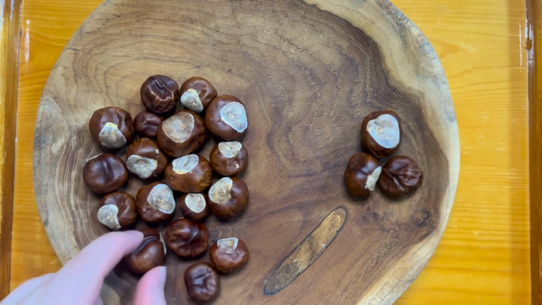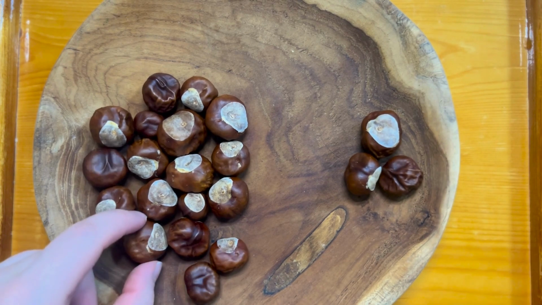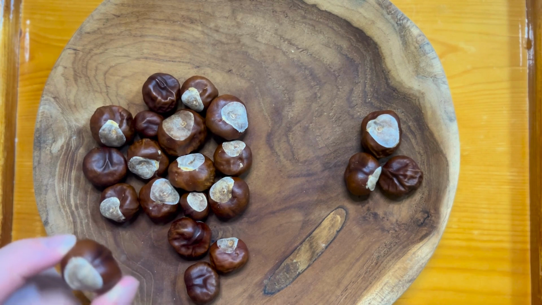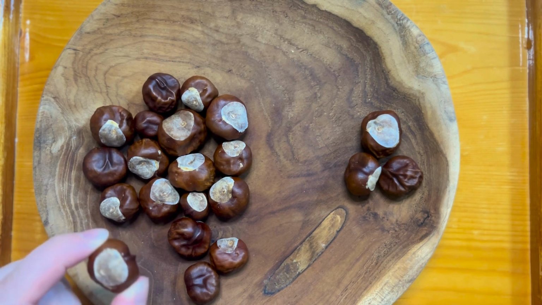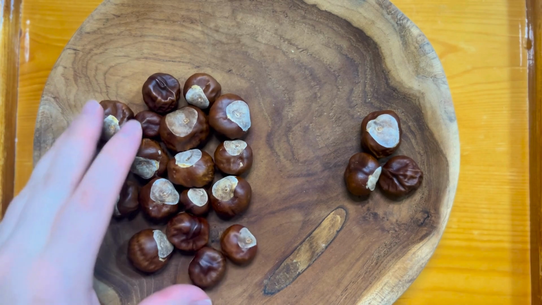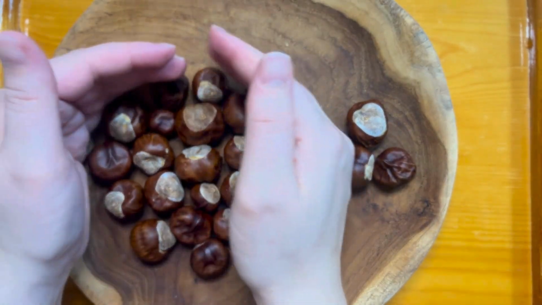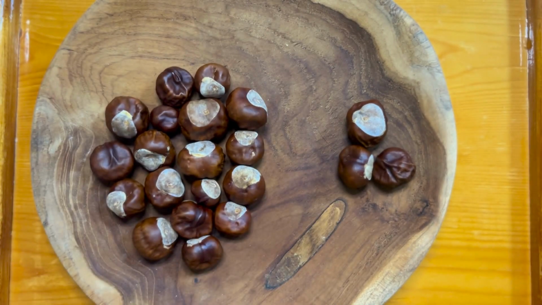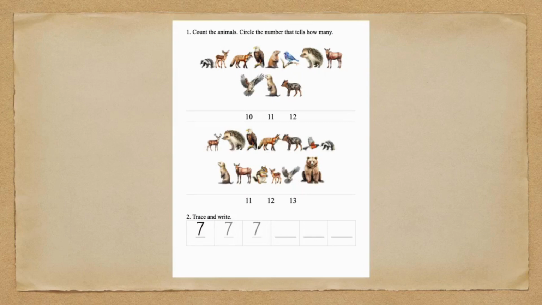I have heard that you can make laundry soap out of chestnuts. That would be interesting, but then I wouldn't have anything to count in numbers time. 18 chestnuts. Number 1, count the animals and circle the number that tells how many animals. At the bottom, trace and write the number 7.